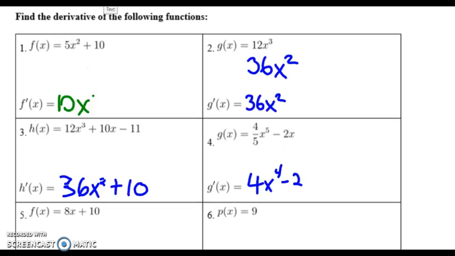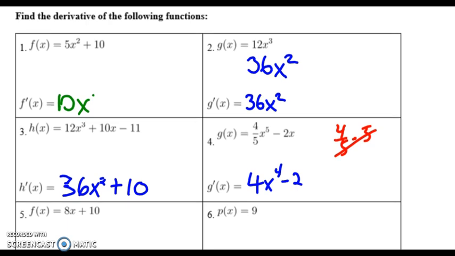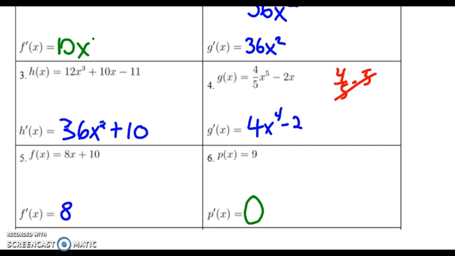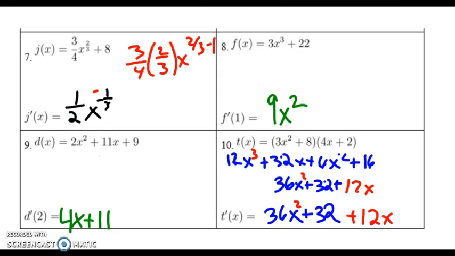Alright, so here is 1 through 4. Okay, I'm going to point out number 4. So again, when you're multiplying, it doesn't matter if that's a fraction, you're still taking 5 times 4/5. The 5's cancel, so you just get 4, and then you bring your exponent down by 1. Okay. And then the derivative of negative 2x is simply negative 2. There's 5 and 6. And let's move on to the next ones.